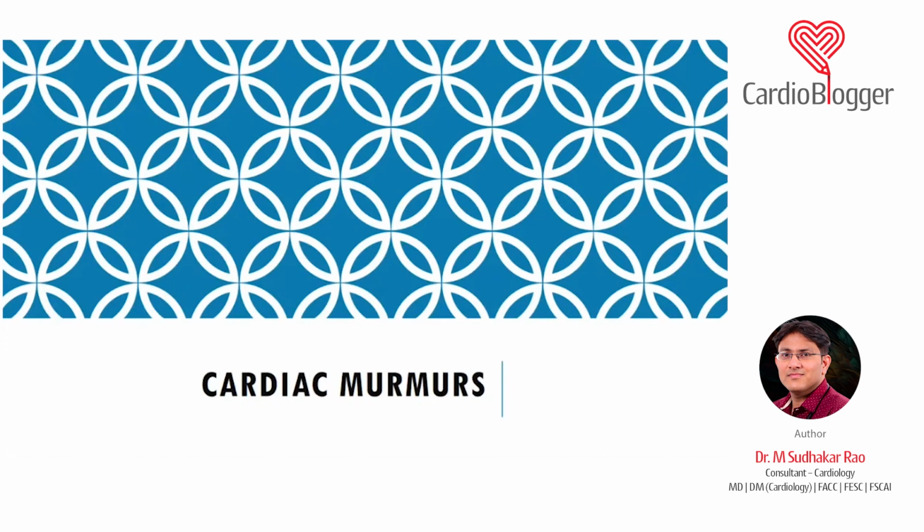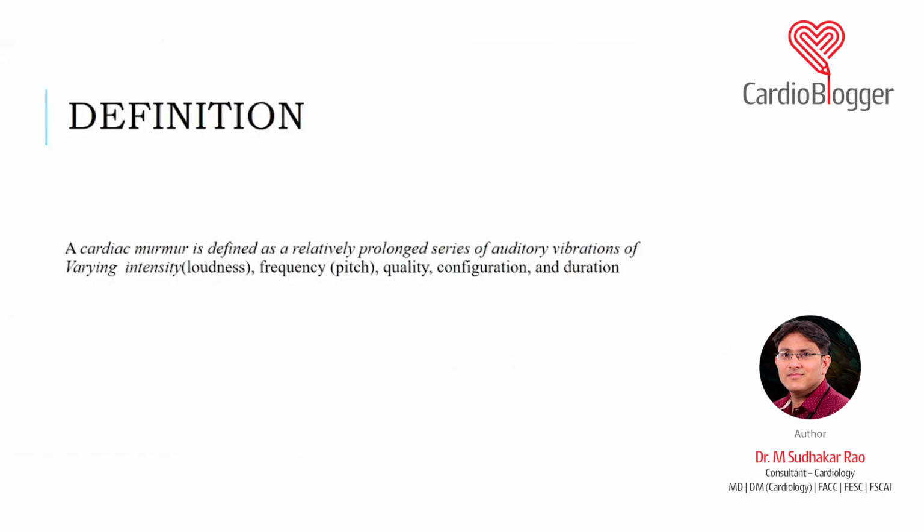So each murmur has a different characteristic and property. So let us discuss today an important approach to cardiac murmurs. Now, what are cardiac murmurs? We usually define it as an abnormal flow through a normal valve or a normal flow through an abnormal valve. This is how we used to define it before.